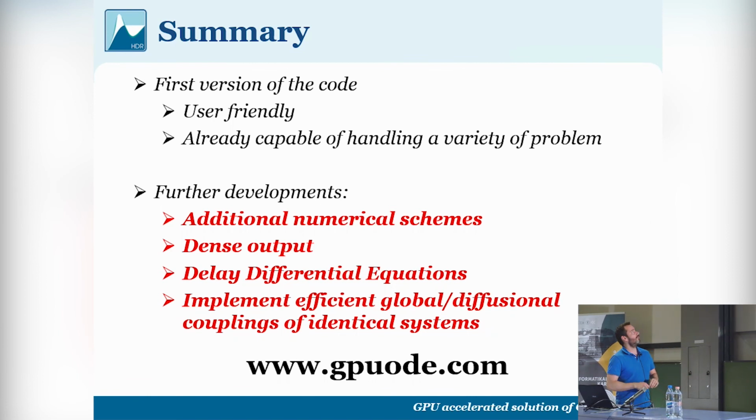I brought another case study, but I have no time, so I want to postpone it. So, in summary, the first version of the code is ready. It's already user-friendly and already capable of handling a large variety of problems. But we would like to extend it, for instance, to implement additional numerical schemes, the possibility of dense output, and the possibility to solve delay differential equations. And the main goal of next year is to implement efficient global and diffusive couplings of identical systems.